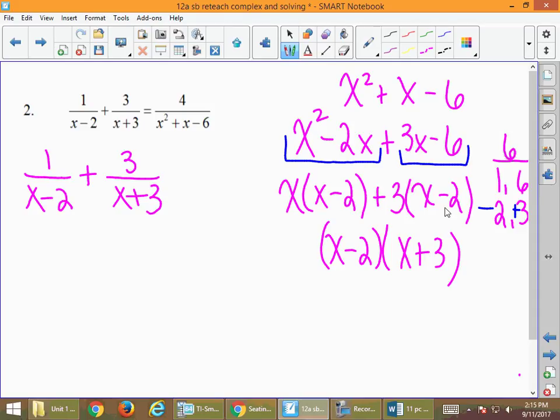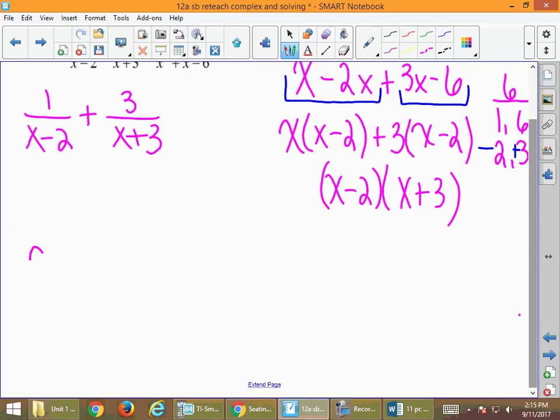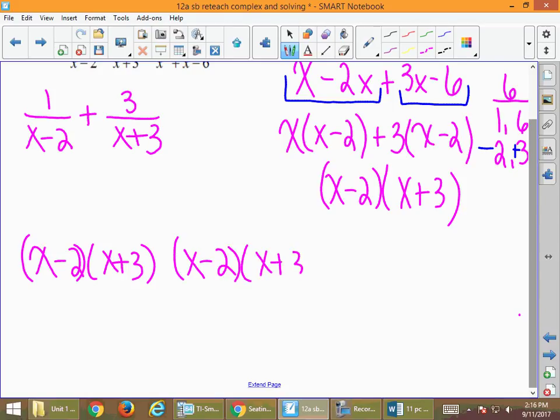We factored the other side, but we need to find the common denominator. But the only thing we can do for a common denominator is we can multiply the x minus 2 times the x plus 3. That's it. So our common denominator, x minus 2 times x plus 3. And then we need to ask ourselves, what did we put into the denominator that wasn't there before? Well, we put in there an x plus 3.